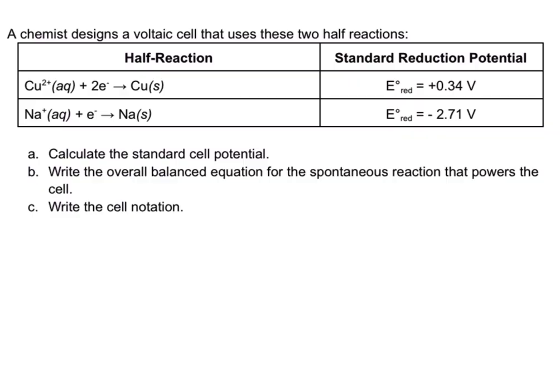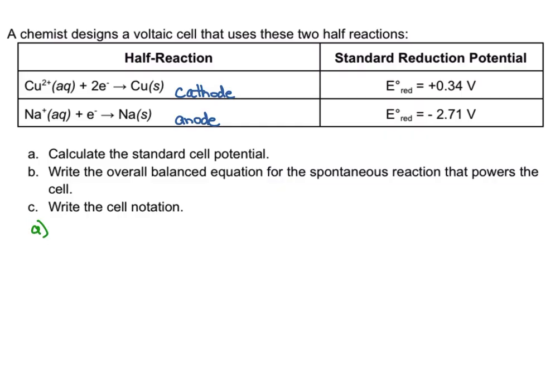A chemist designs a voltaic cell that uses these 2 half reactions, and we're asked to calculate the standard cell potential, to write the overall balanced equation, and to write the cell notation. So the only thing we have are the standard reduction potentials. So I'm going to take a look at both of these values. The larger value is going to represent the cathode. So 0.34 is larger than negative 2.71. So the copper is the cathode half reaction, and the sodium is the anode half reaction. All right, that's all the given that we have. So let's go ahead and start our calculations.